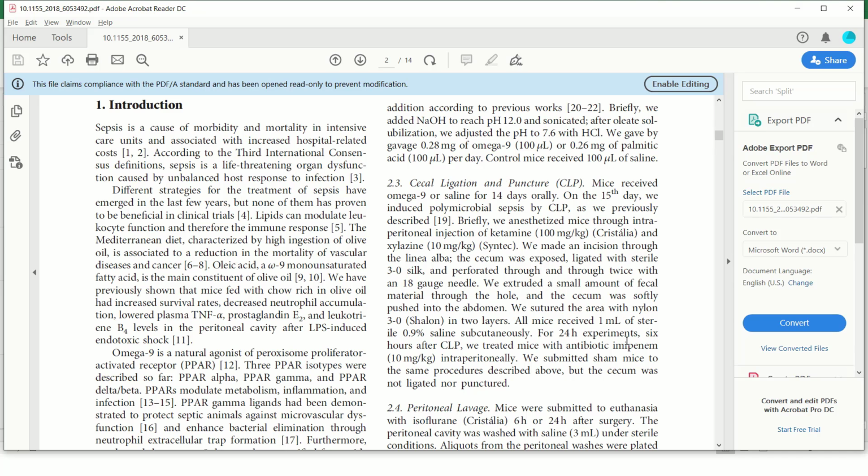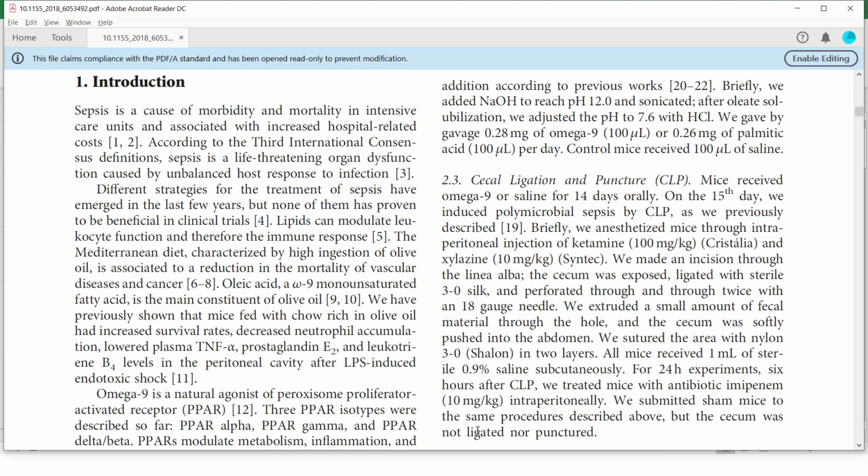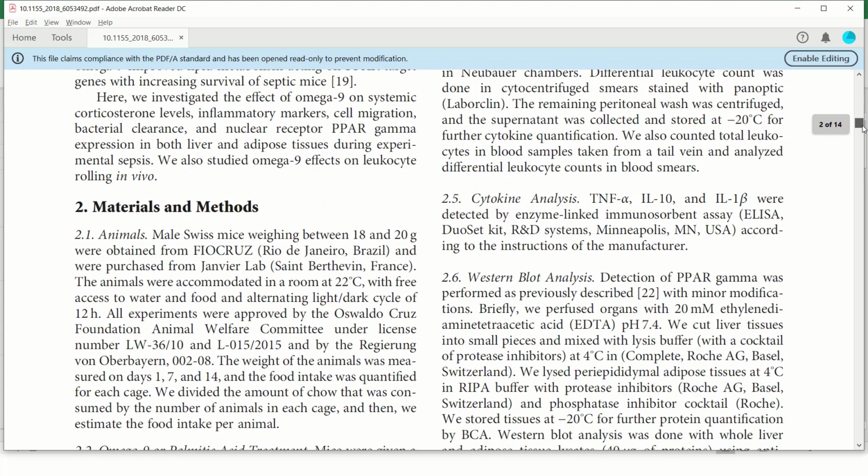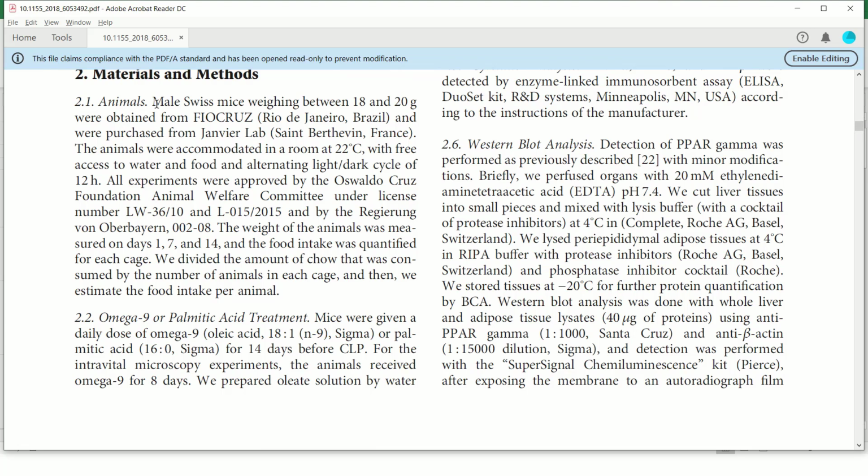So let me just look at where this information is, and I am going to look at the section in the methods. Usually in the section in the methods, okay, I have already noted they have only used male Swiss mice, between 18 and 20 grams. So they are very specific about that. And okay, I make some notes.